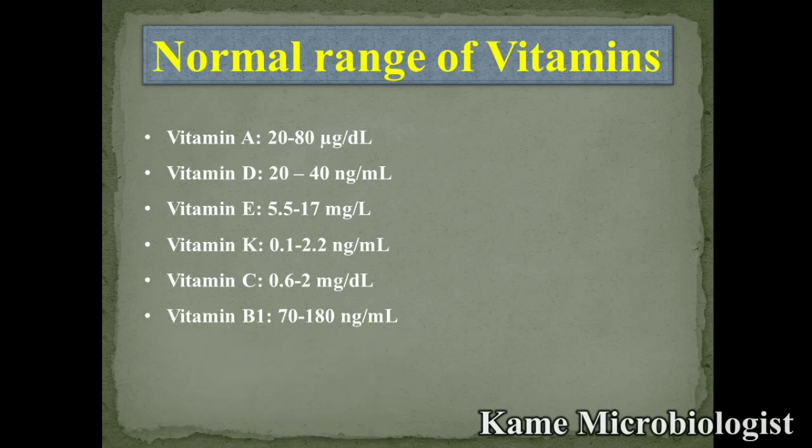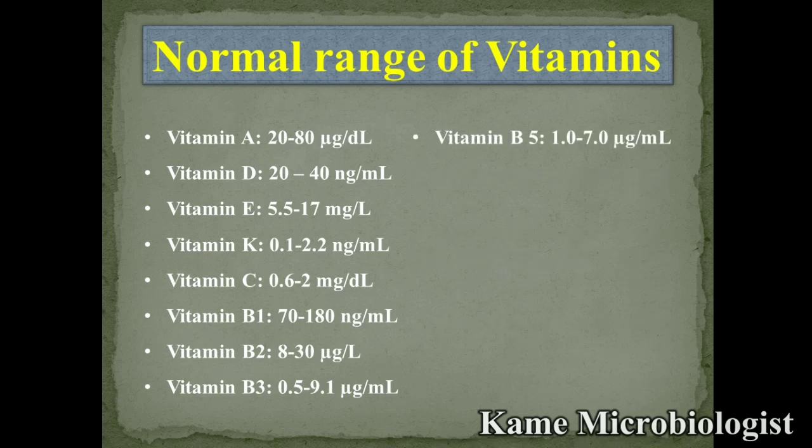Then we have vitamin B1, its normal range is 70 to 180 nanogram per ml. Then vitamin B2, its normal range is 8 to 30 microgram per liter. Vitamin B3 is 0.5 to 9.1 microgram per milliliter. Vitamin B5 is 1.0 to 7.0 microgram per milliliter. Vitamin B6 is 5 to 50 nanogram per milliliter.